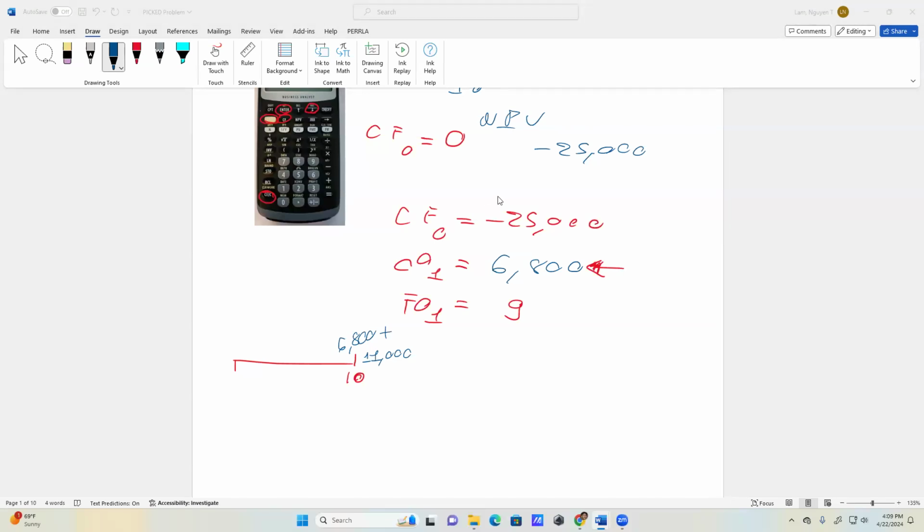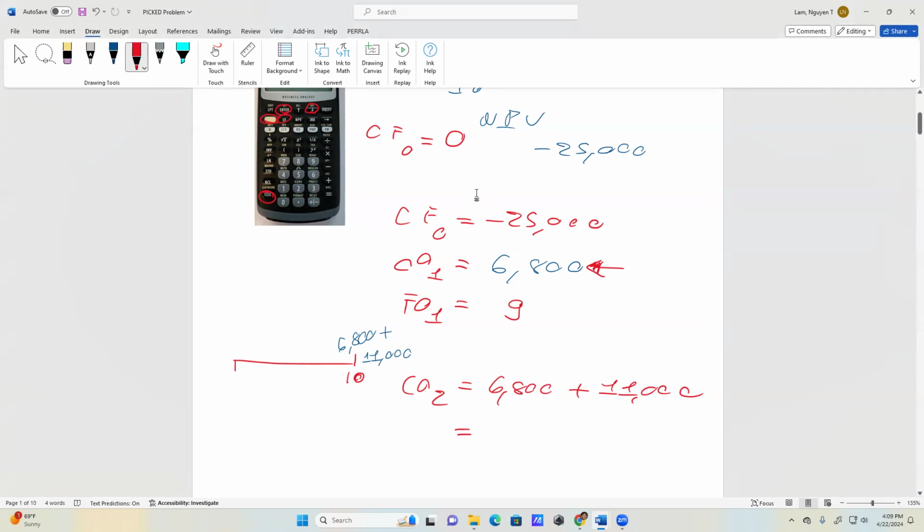Thank you. All right, so we're going to put 9 as F01. Enter, scroll down. Now it says C02, right? Which means the next payment. The next payment, like I told you guys, is 6,800 plus 11,000, right? So that is how you're going to input into the calculator. Let me see, 6,800 plus 11,000. All right, that is 17,800, and that should be the value for C02.